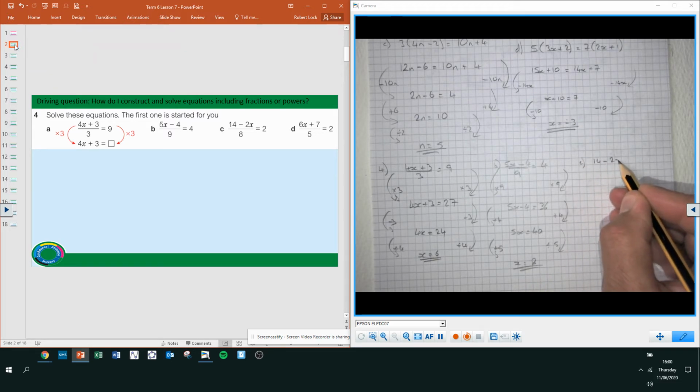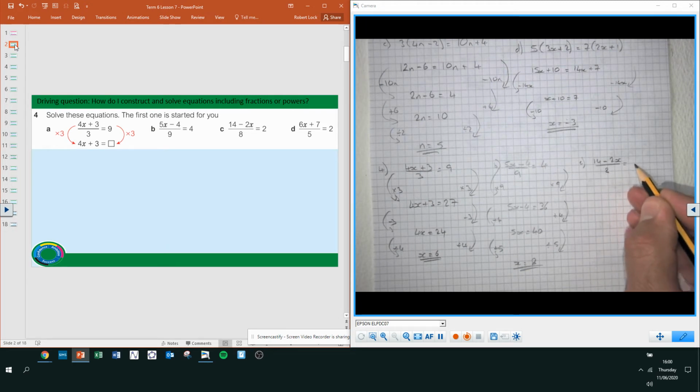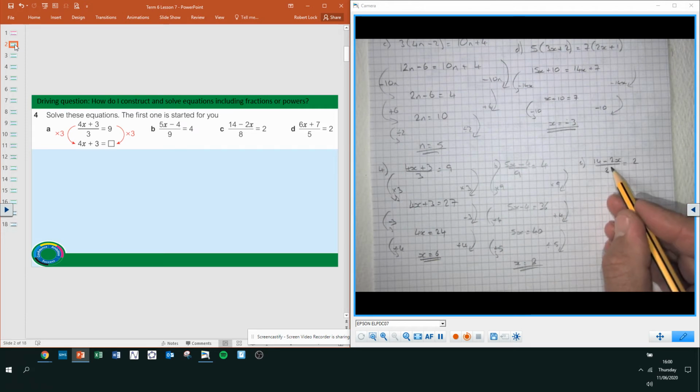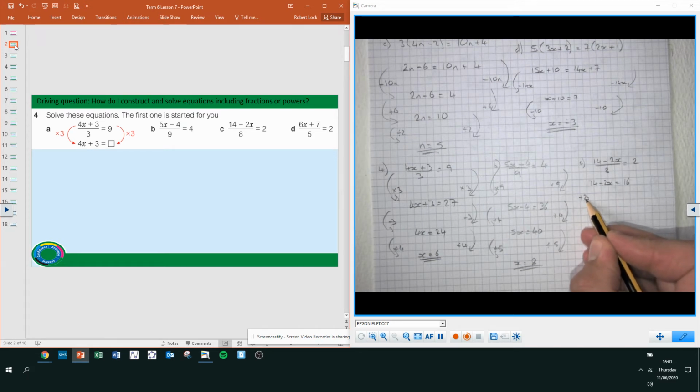C. 14 minus 2x over 8 equals 2. So times both sides by 8. That's 14 minus 2x equals 16. You put that over there. We're trying to get this positive. So let's get this positive. Add 2x to both sides. That eliminates. We end up with 14 equals, that comes over here, 2x plus 16.